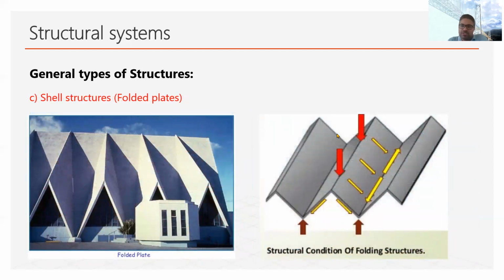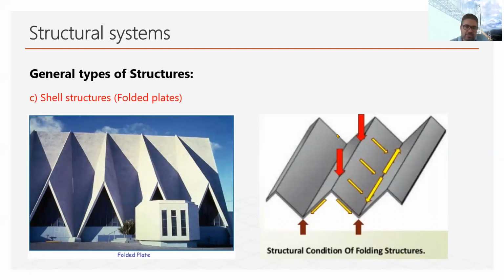Coming to the next type of structure, which is called shell structures. So these shell structures are basically three-dimensional spatial structures that are constructed from one or more curved slabs or folded plates. I will display the curved slab in the next slide. And now talking about the folded plates, their thickness is very small as compared to the other dimensions.